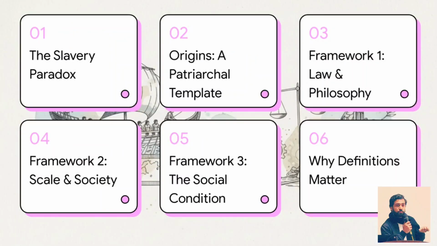All right, so here's our game plan. We'll start with that core paradox. Then we'll trace the possible origins of slavery. After that, we'll look at three essential frameworks historians use to analyze it, first through law and philosophy, then through scale and society, and finally through the social condition itself. Then we'll wrap up by talking about why all this definitional work is so critical.